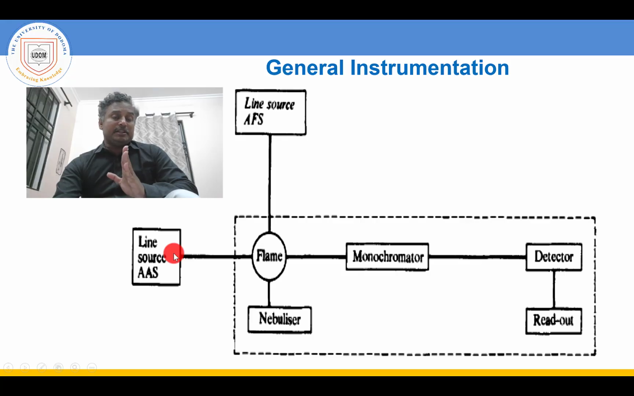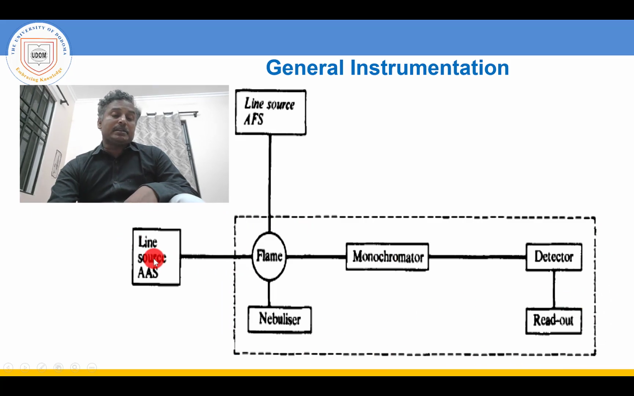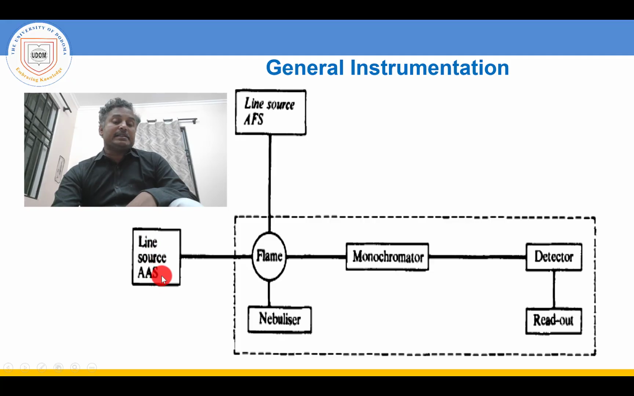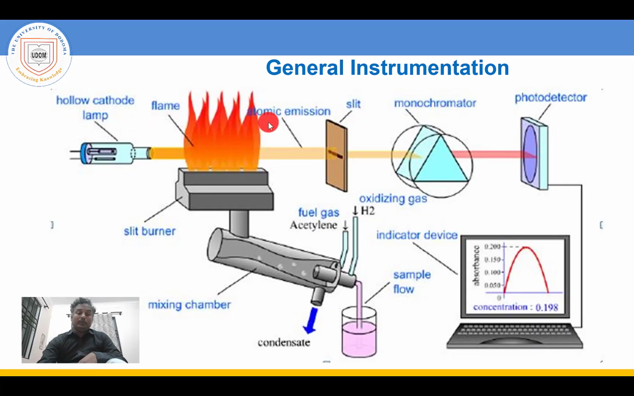But there is a difference in the arrangement. Line source for atomic absorption spectrometer is in line with the detector and monochromator. Whereas for atomic fluorescence spectrometer, line source is arranged perpendicular to the monochromator and detector, as you can observe from the block diagram. So this block diagram gives the block diagram of three instruments. The instrumental parts of atomic emission spectrometer is present in this dotted rectangle, and in addition to these five parts, if you add this line source of AAS, that is for AAS, and line source if it is arranged perpendicular, that is for AFS.